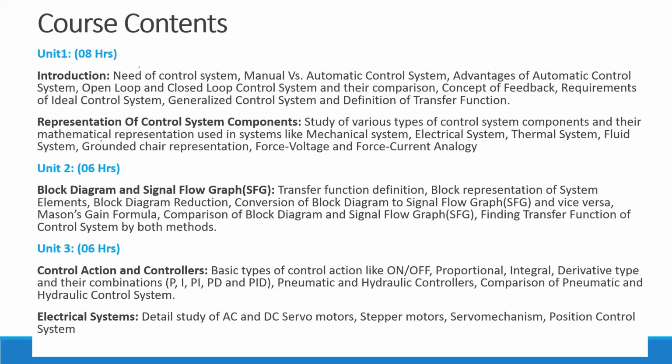Then in second unit we will be studying the block diagram and signal flow graph, that is SFG. In that we will be using transfer function, then we will be using block representation of system elements, and how to reduce these blocks, how to convert these blocks to SFG, and vice versa. And most important part that we are going to study in this unit is your Mason's gain formula, and this will be very important as far as your examination is concerned.